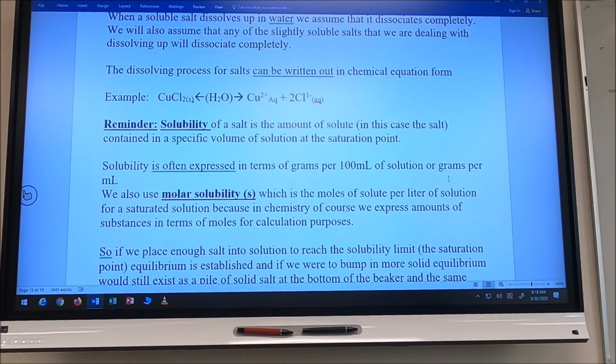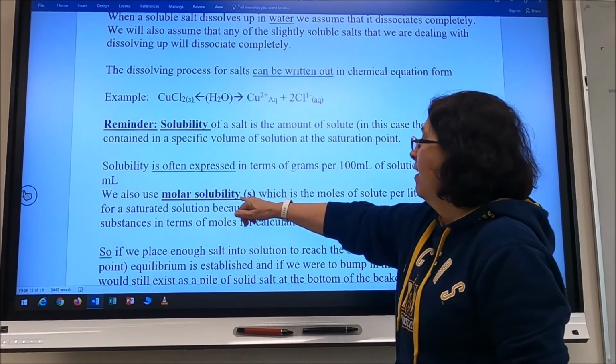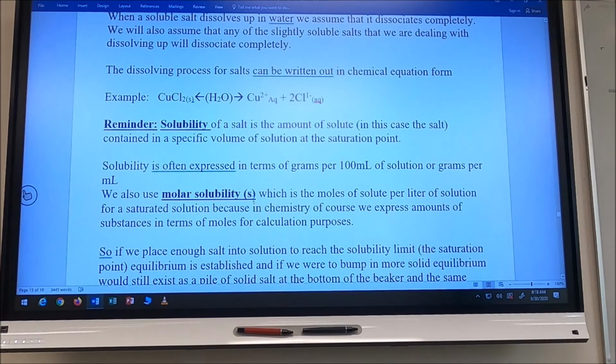For us though, because we're chemists, and this is a chemistry class, we talk about solubility in terms of molar solubility, which is the moles of solute per liter of solution for a saturated solution. So the molar solubility is the concentration in moles per liter of a solute at the saturation point. The one thing I want to point out here is, notice after molar solubility I put a lowercase s. Lowercase s is going to be used to represent concentration when we're talking about slightly soluble salts.